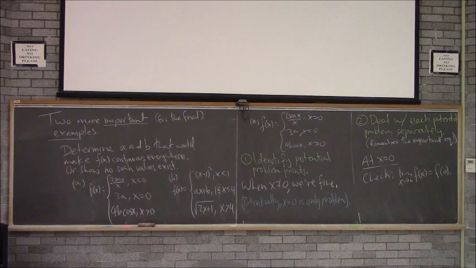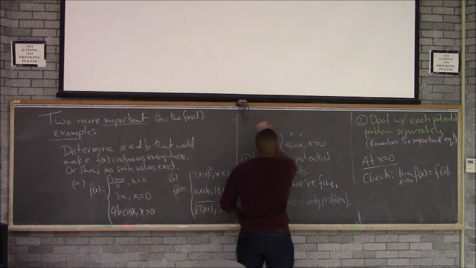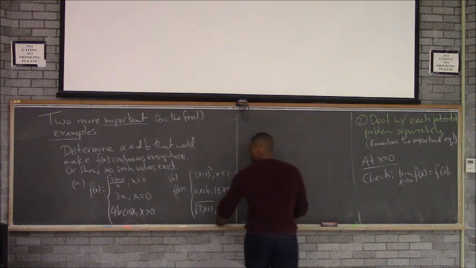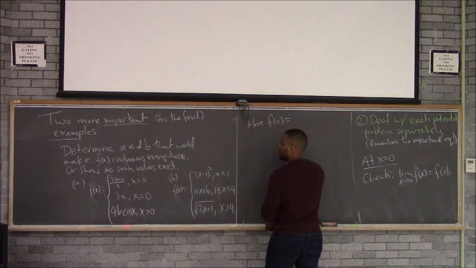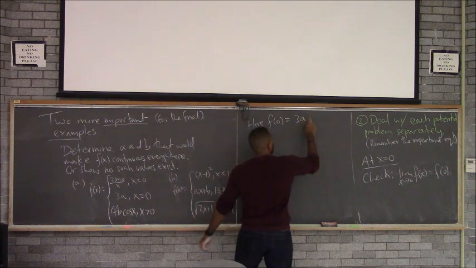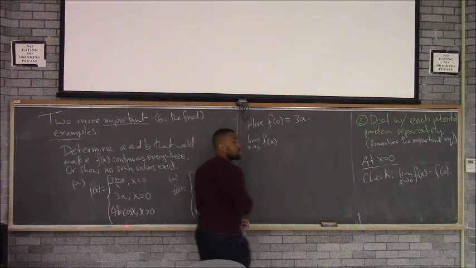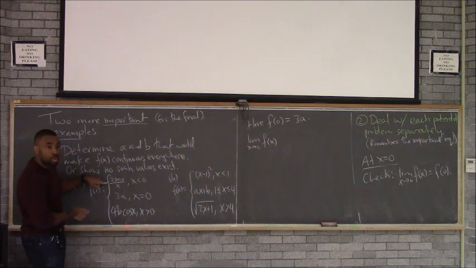So let's start with the right side. That should be simple. What is f of 0? Here, f of 0 is 3a. Okay, now what about the limit as x approaches 0 of f of x? There are two different ones. The function changes when I'm on the left side of 0 versus the right side of 0. So what I need to make sure is that these two actually match up.